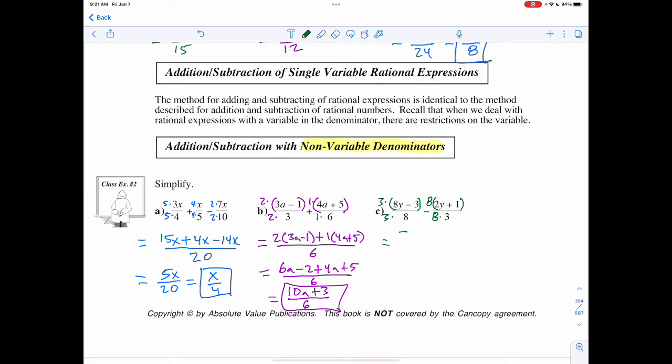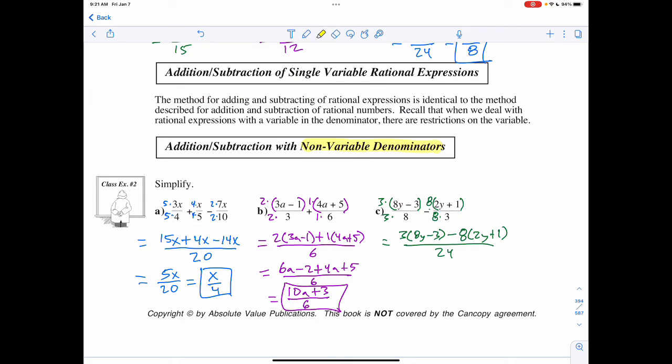And that's going to look like 3 (8y minus 3). Be careful because there's a subtraction here. So I'm going to say minus 8 (2y plus 1) all over 24.